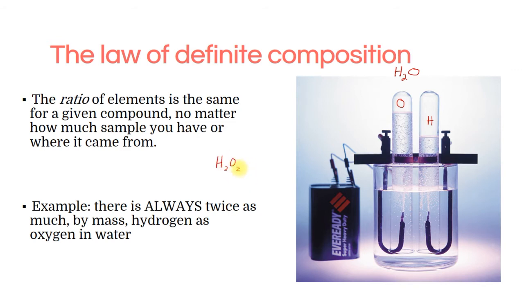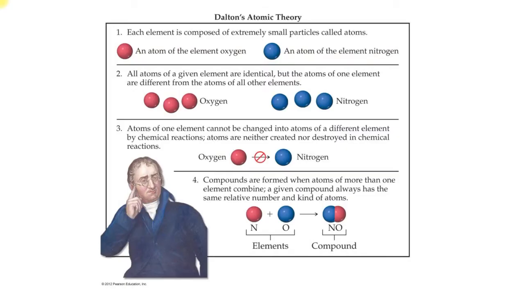Don't do it. But if we did, we would get an equal ratio of hydrogen and oxygen. Okay, but it doesn't matter where my hydrogen peroxide comes from. This would always be true. And so we call this the law of definite composition. It means that no matter where the sample comes from, it's always going to be 1 part oxygen and 2 parts hydrogen. Okay. So that comes from Dalton's theories.